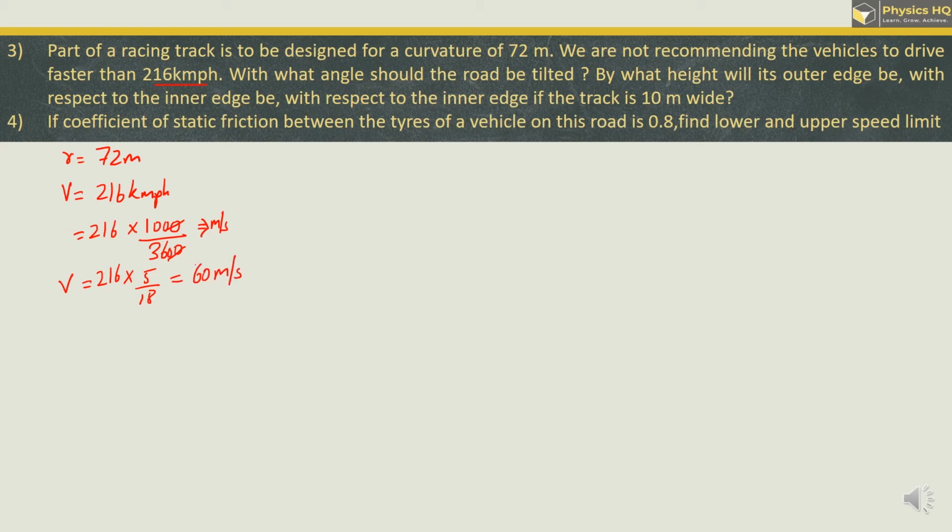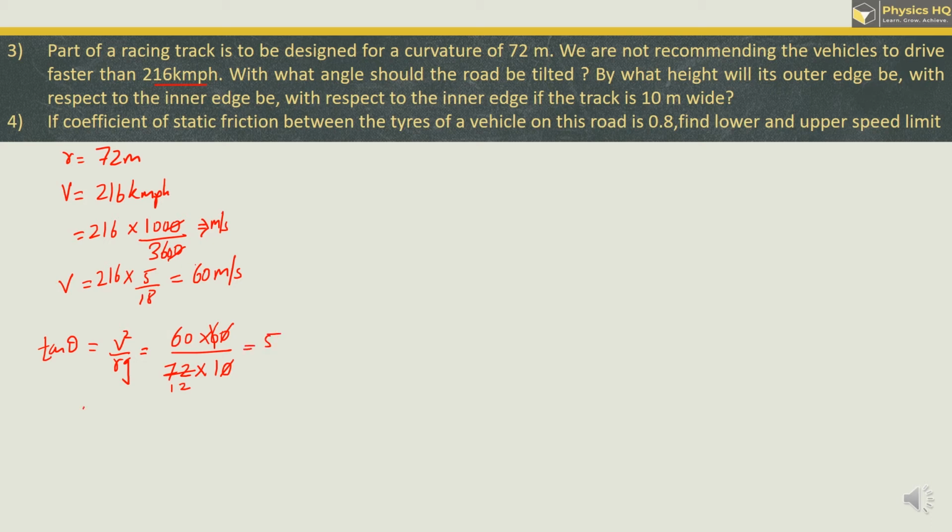Next thing that they are saying is, with what angle should the road be tilted? We need to find theta. The formula that we have is tan theta is equal to v square by rg. V over here is 60, so 60 square means 60 into 60. Radius they have given as 72, and g we will take as 10. It is mentioned in the chapter at the start that we should use the value of g as 10 unless they have specified some other value. Next we can divide this. 6 1s are 6, 12 6s are 72 and 12 5s are 60. So we got tan theta as 5.